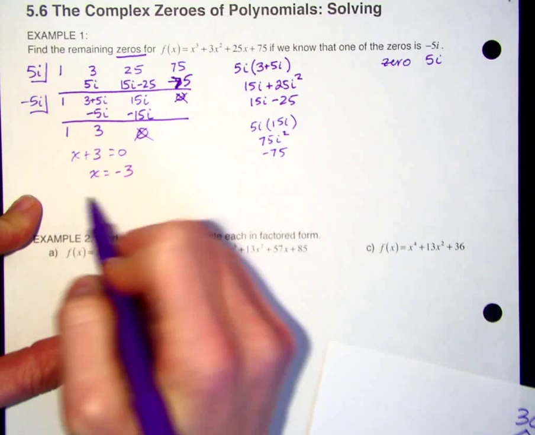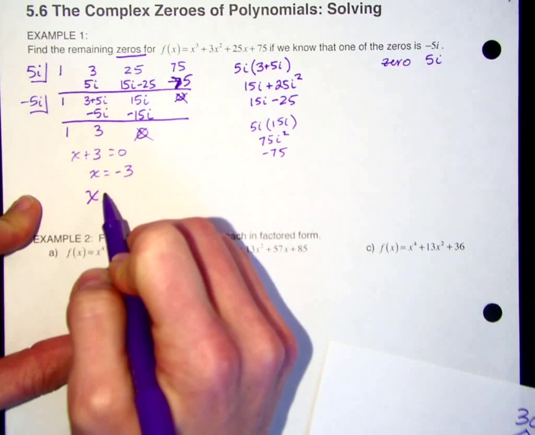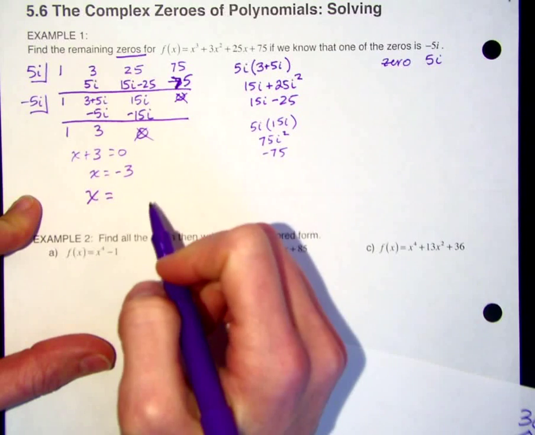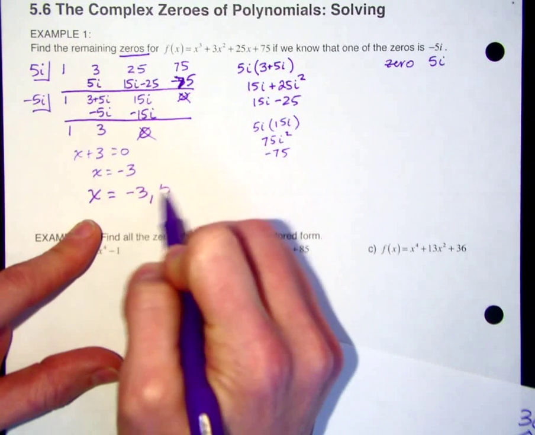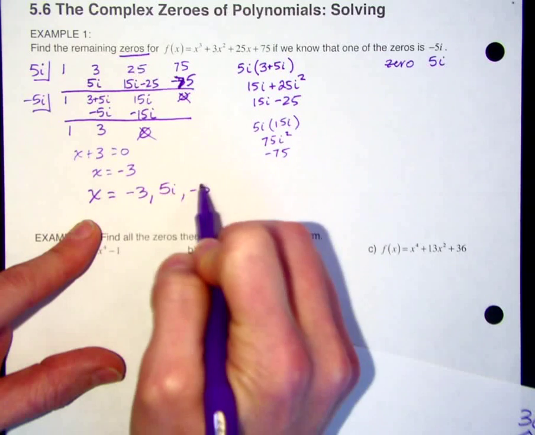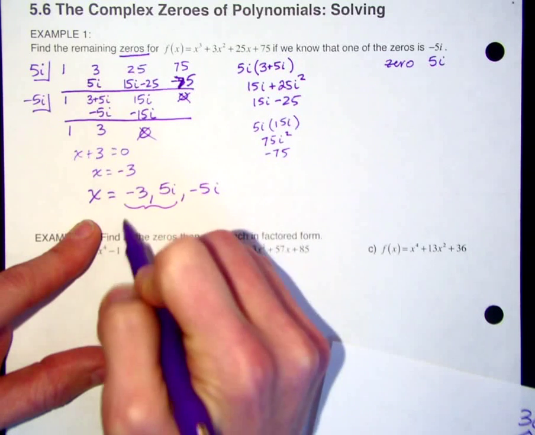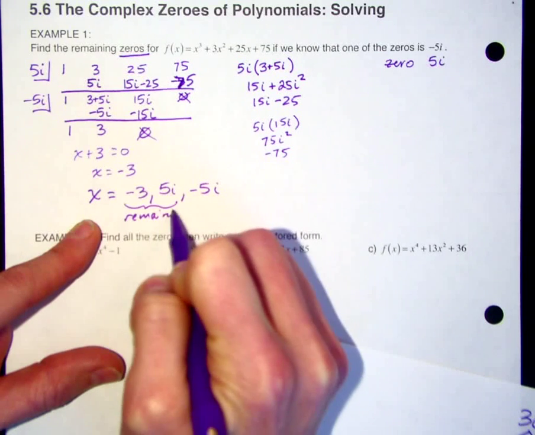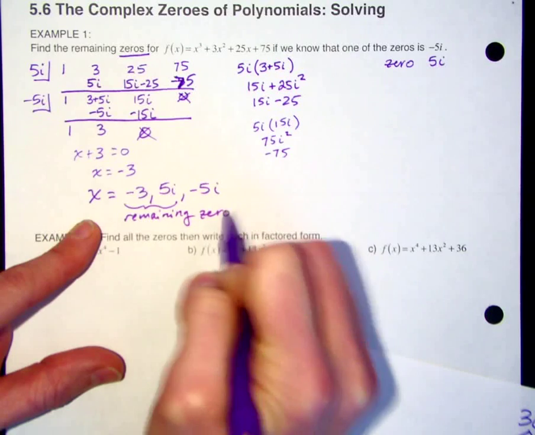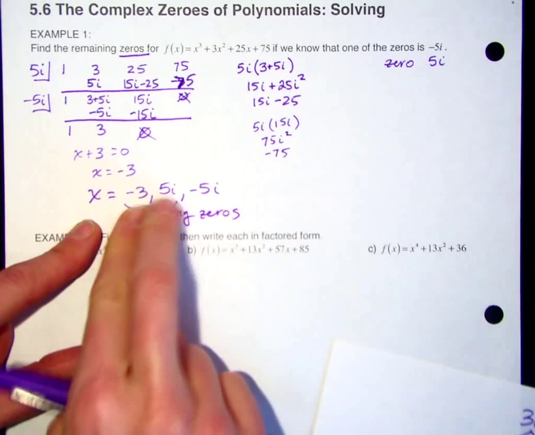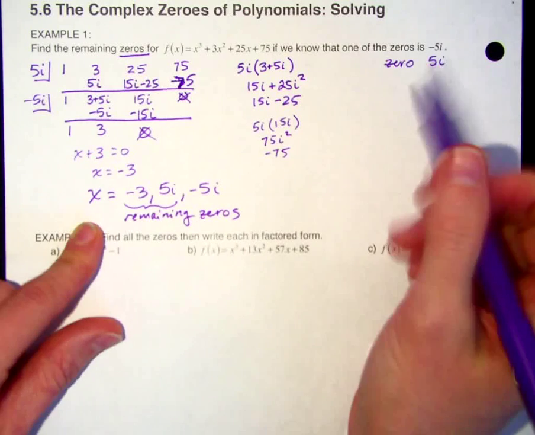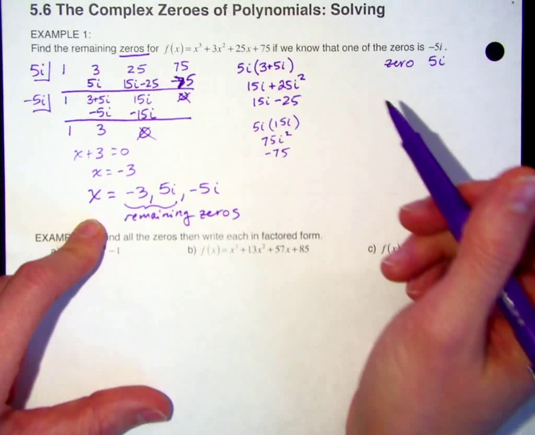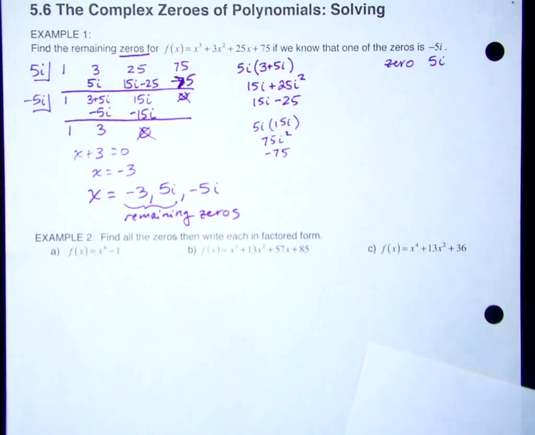So it turns out then that our zeros are going to be negative 3, 5i, negative 5i, and these were the remaining zeros. So technically, it would be these two that are the answer. If you put all 3 on a quiz or a test, I would take that answer. Make sense? Yep, that's it.